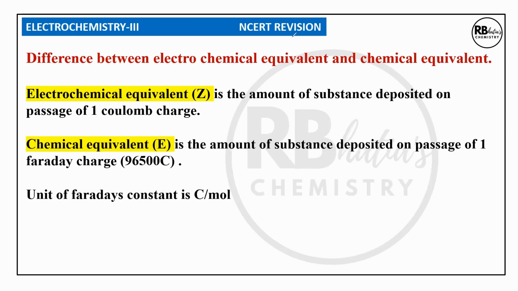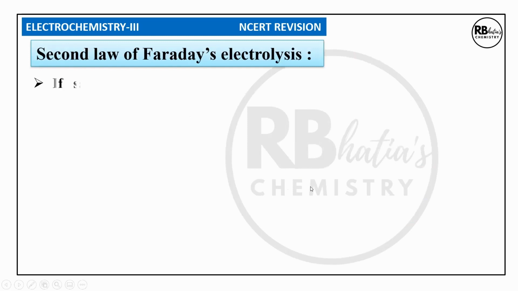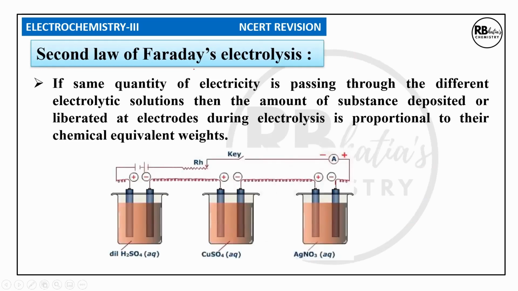Moving on to the next point. Please learn all this. Any of these questions are possible for your exam. The second law of electrolysis has been derived from the first law itself. It says if the same quantity of electricity is passed through different electrolytic solutions, then the amount of substance deposited or liberated at the electrodes is proportional to their chemical equivalent weights.